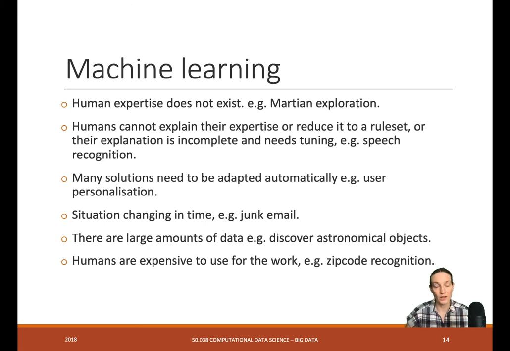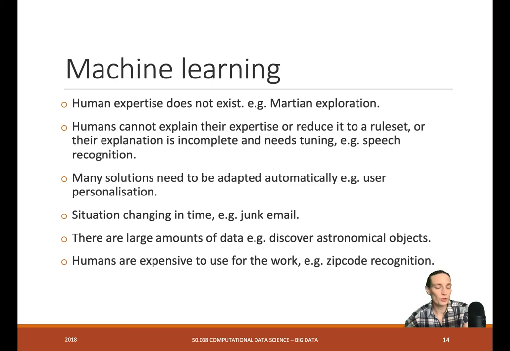Sometimes solutions need to be adapted automatically to a user. If you're going to be doing content recommendation, you really can't specify any rules because it's very personal and it needs to be changed in time. Same with things like emails arriving in your inbox. It needs to be happening on the go. Junk emails, topics change all the time. We need to train our model to do that.